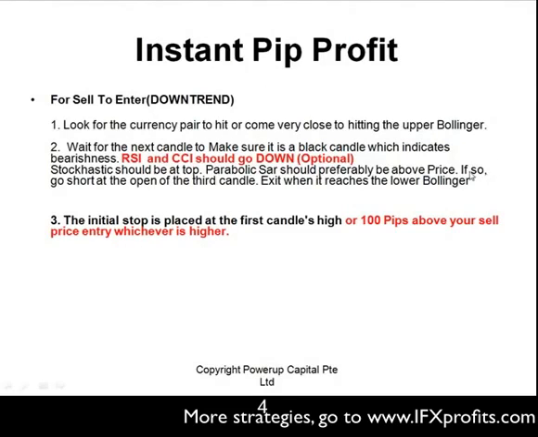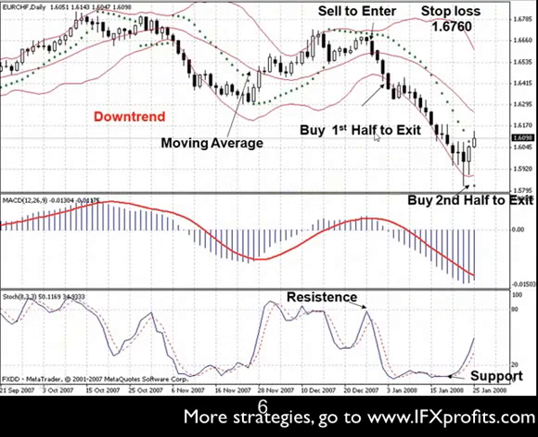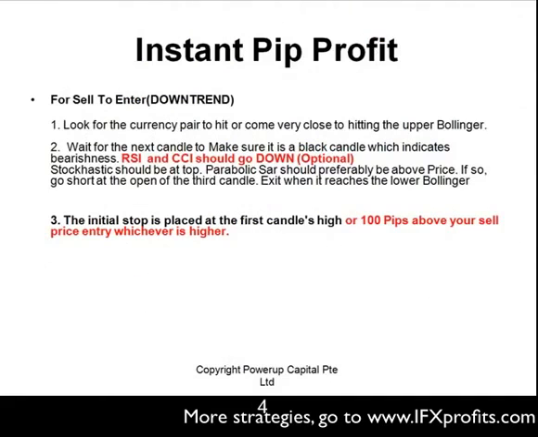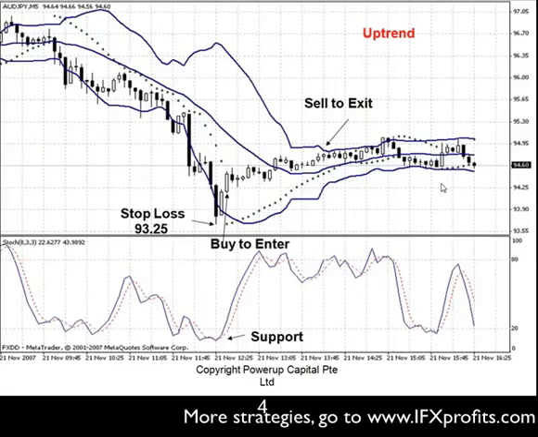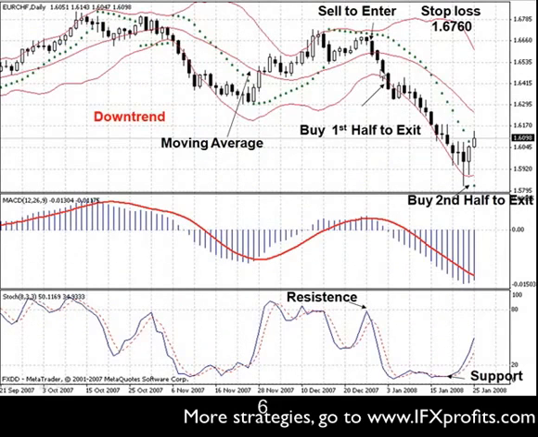And if so, go short. That means sell at the open of the third candle. So this becomes the third candle. This is where you sell to enter. So parabolic is above, you sell to enter over here. And you exit when it reaches the lower Bollinger. So you notice it has touched down, and it has hit the lower Bollinger. So you enter over here, you exit over here.